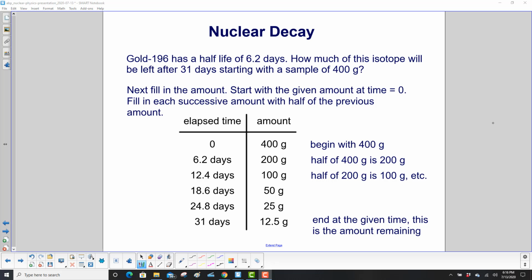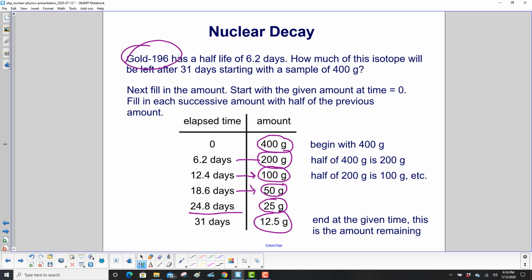Now you fill in the amount. We started with 400 grams when we first were delivered this particular isotope. And then after one half-life, which is 6.2 days, you cut it in half. So I have 200 grams. Another half-life, cut it in half again. Another half-life, getting a little monotonous, going down to 50, then to 25, then down to 12.5.